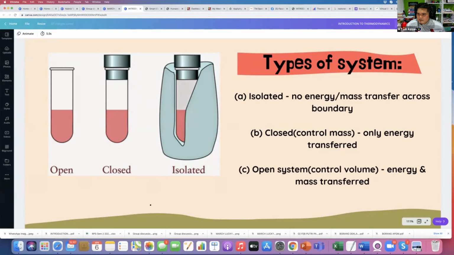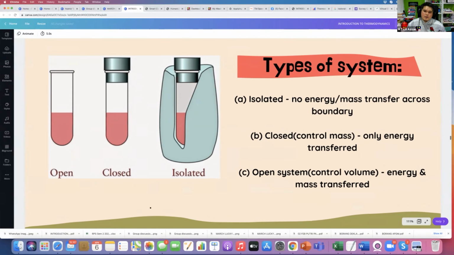But for an isolated system, I think as Adriana pointed out here, like a thermos flask. Yes, a thermos flask is an example of an isolated system where there is no energy or mass transfer across the boundary. Of course, it is not a perfect isolated system. A perfect isolated system means there is no transfer of energy at all. If it were a perfect thermos flask, it would still be hot until tomorrow, until 24 hours, for the next 365 days.